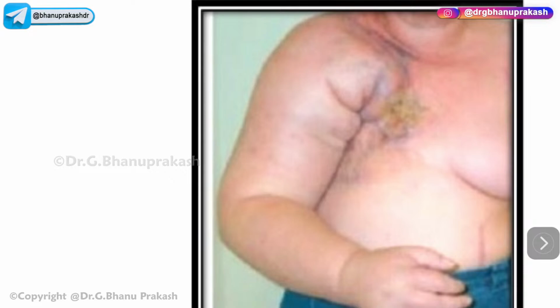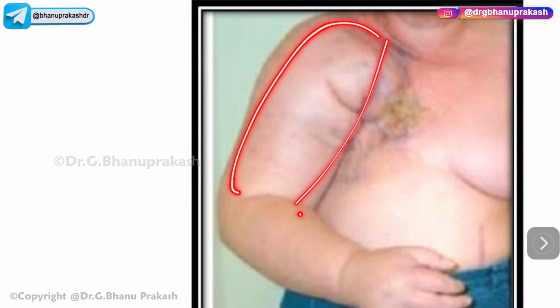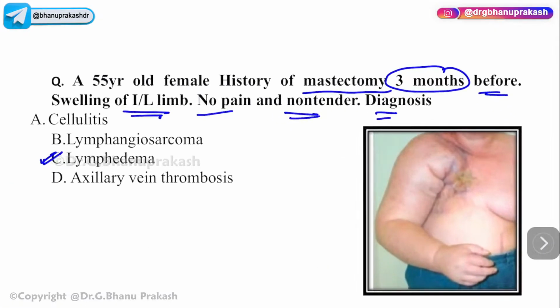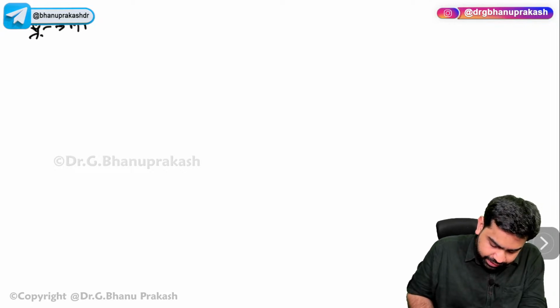Here I hope you are able to appreciate that the skin is normal looking, but it is just swollen. This swollen and edematous skin is your lymphedema. What you need to understand is, let's say there is a patient who is being operated for a modified radical mastectomy.